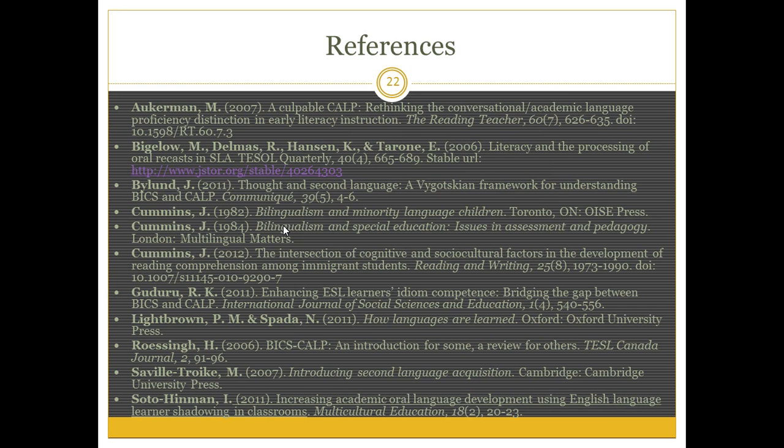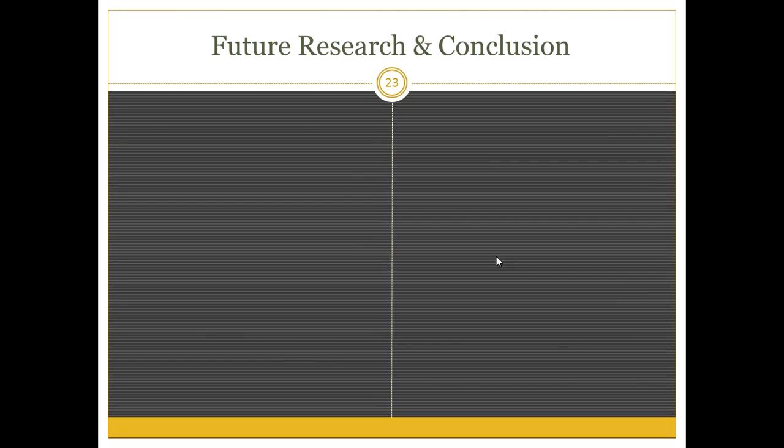So this is a list of my references. The main researcher, again, was Jim Cummins. He was the one who developed the idea of BICS and CALP, and also of CUP, the common underlying proficiency between languages, but many of these other researchers were helpful. I also wrote a paper on this topic, which includes more references, so you can contact me if you'd like any of those other references.